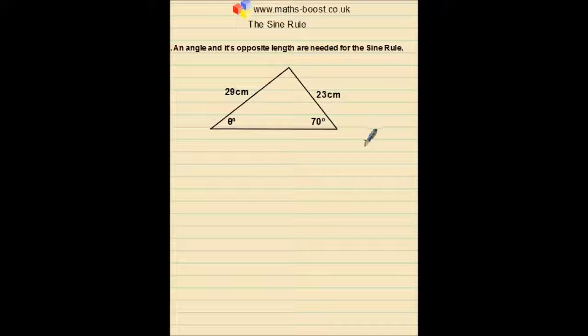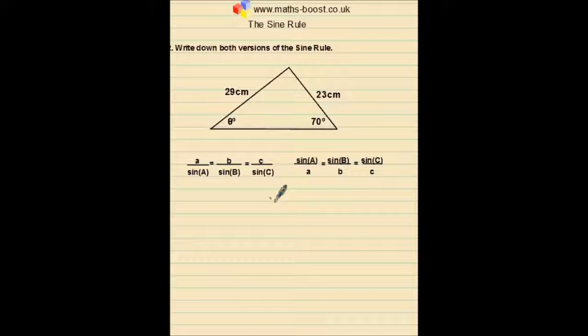Here's another triangle. This time we're asked to find an unknown angle. I can see that we know an angle and its opposite length, so it qualifies for the sine rule. I write down both versions of the sine rule. I label the triangle. It's important you always start with the unknown you are asked to find and label it A. In this case, since it's an angle, it's uppercase A, and the opposite length will consequently be lowercase a. I'll label this angle B and the opposite side lowercase b, and that leaves me with this angle C and the opposite length lowercase c.